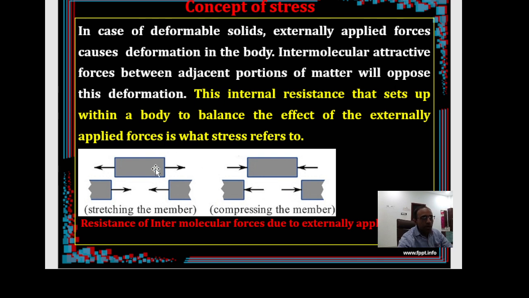So the intermolecular attractive forces which are already available between the particles will try to oppose the deformation caused by the external force application. In this process of offering resistance, the molecules are offering this resistance because of the attractive forces. The attractive forces are weakening because of the external force, because the deformations take place. They will try to stop. In the process, the stress builds up in the material. Okay, that's what we are referring to as stress. Right.